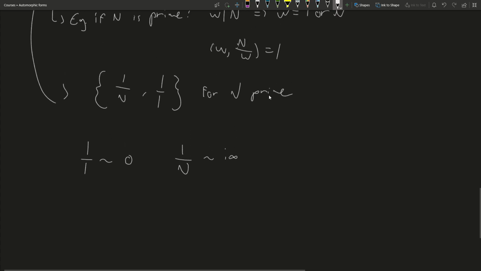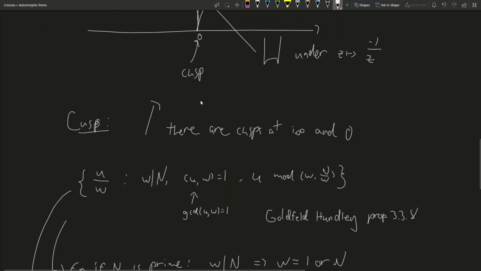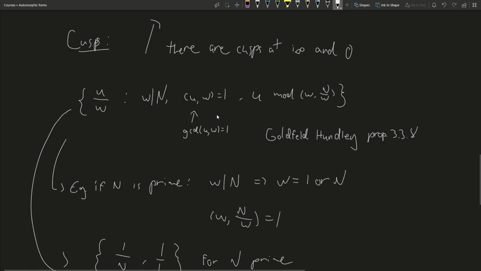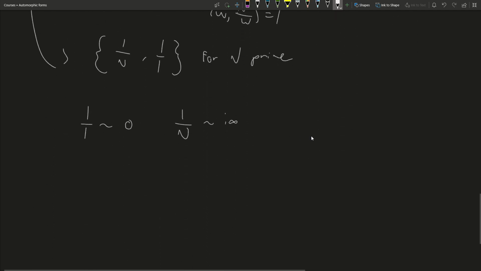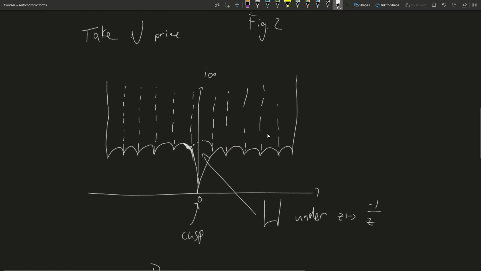So being able to list all the cusps, catalog them, and do whatever calculations need to be done at each individual cusp, that's something that we're going to have to do later when we're doing some interesting stuff. So it's good to know about this geometry.